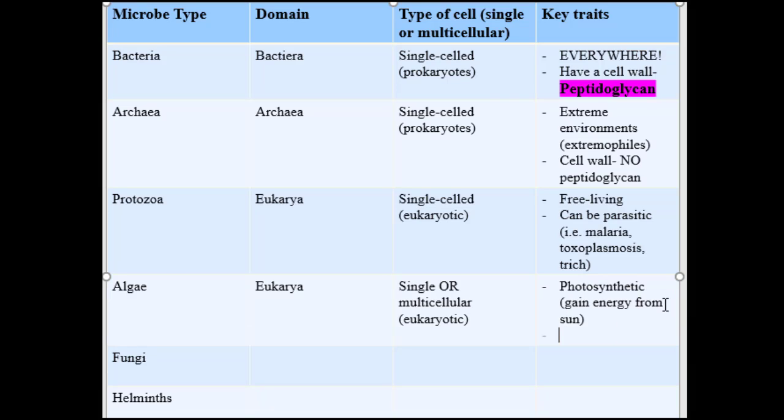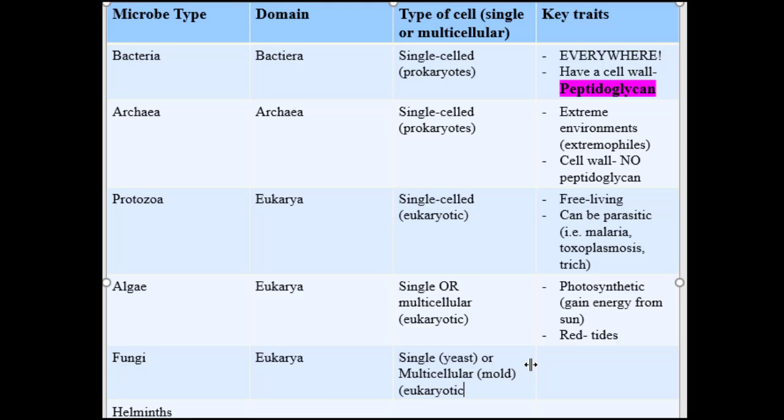It's associated with what we call red tides, and it's an algae that releases a neurotoxin. So, yeah, we'll talk about algae for sure. The fungi, they are eukarya. Fungi can be single celled, it's usually a yeast, or they could be multicellular. We call it a mold. So, fungi are eukaryotic. They have nuclei, they have membrane bound organelles.